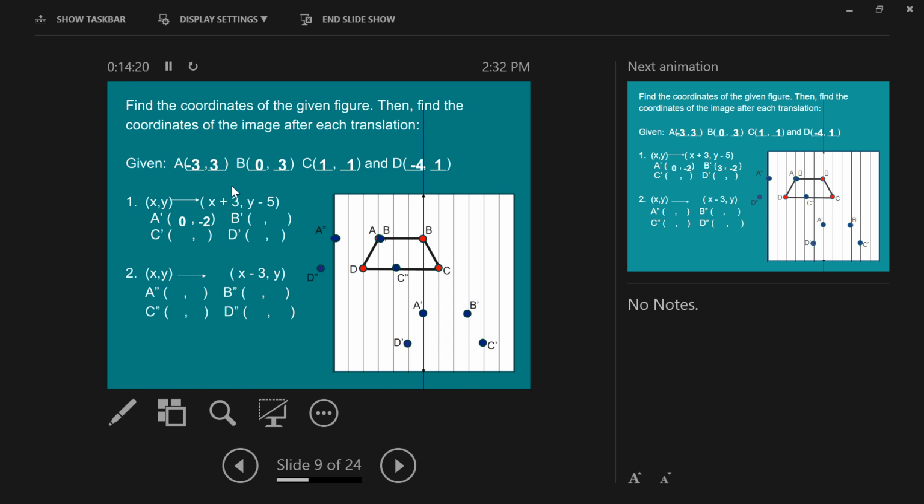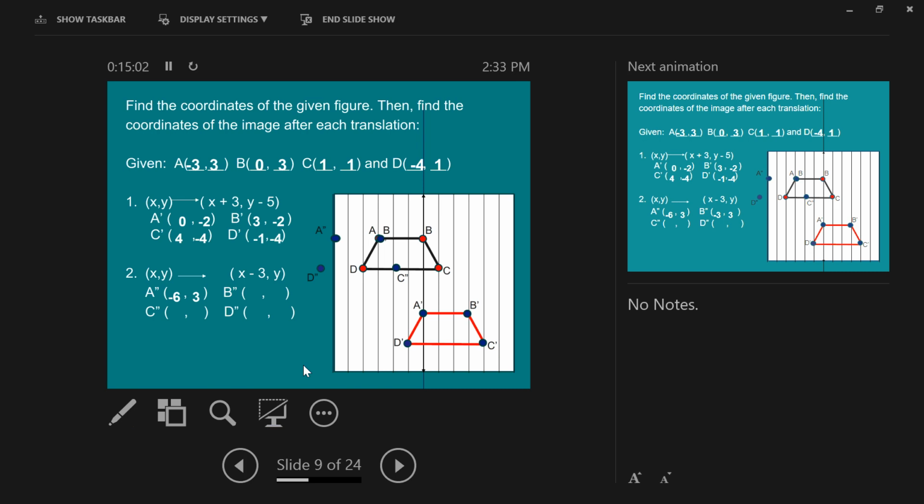Same thing for B prime. I'm starting at 0. If I move right 3, that's going to end up at, and y is going to become, good. All right. And then my C prime is going to work the same way. I was at 1, 1. I'm going to add 3to this one, subtract 5 from this one. So C prime is, good. Alright, and then there's my D prime as well.